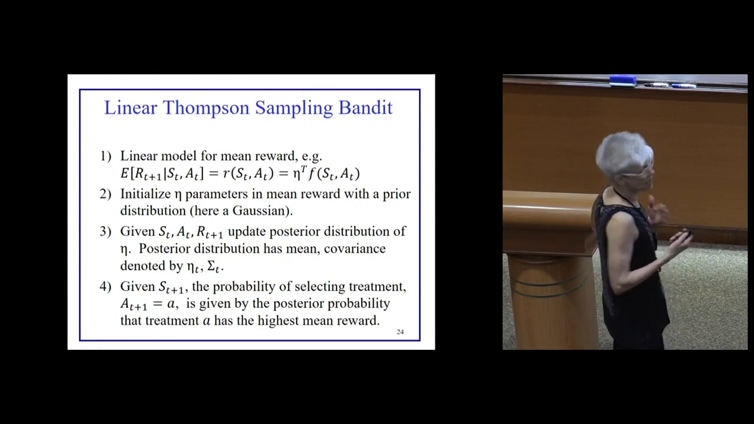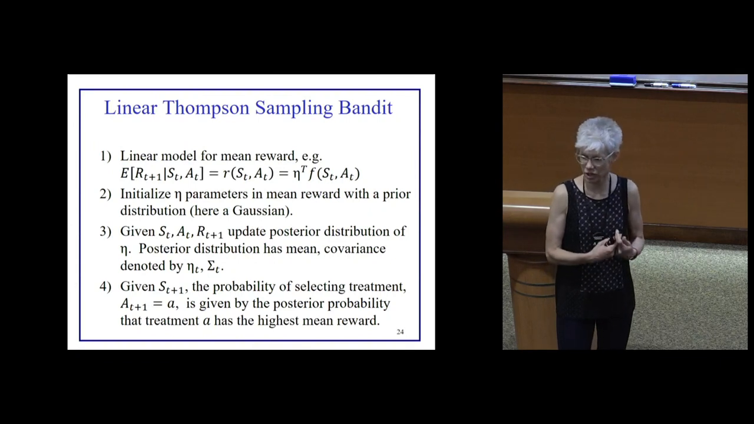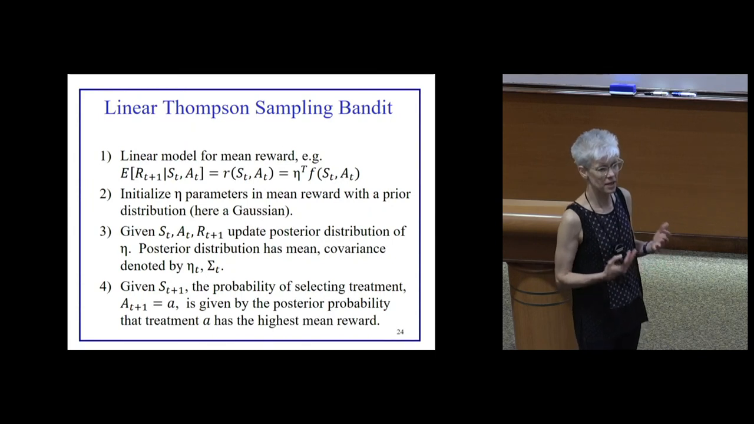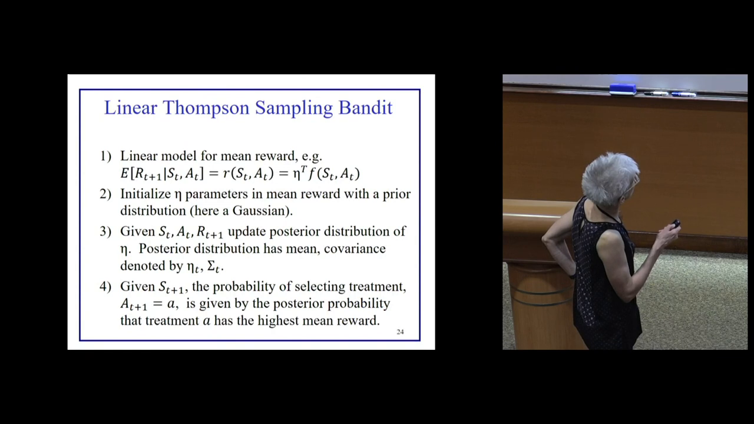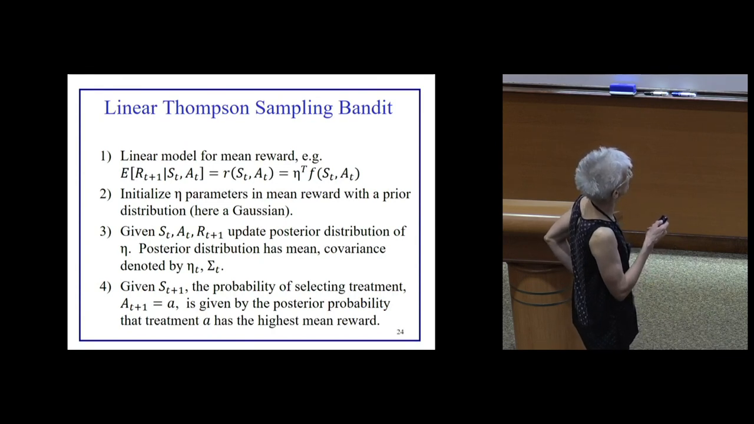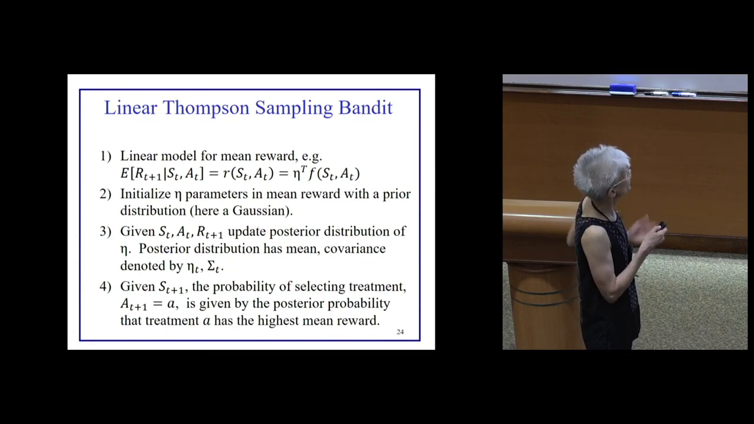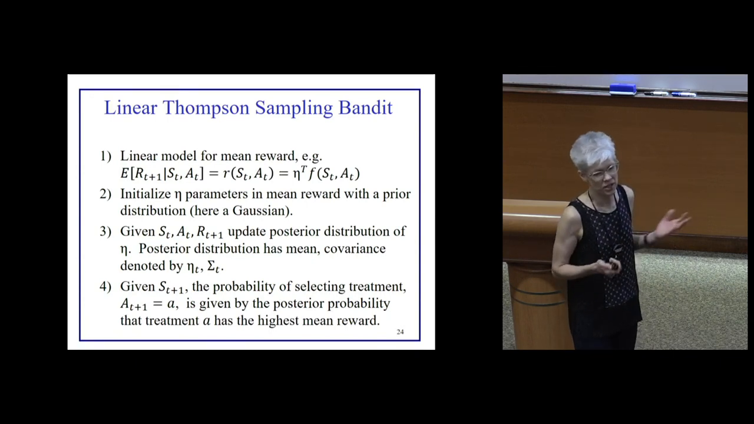We're going to use a Bayesian paradigm, so we're going to use a Bayesian linear regression model. That's going to be our learning algorithm. We're going to initialize the eta parameters with, in our case, a Gaussian prior. And it's going to be really easy because we are using a conjugate prior on our parameters. It's going to be really easy to update the posterior distribution of those coefficients, and it is indeed a normal distribution. It's just really nice.